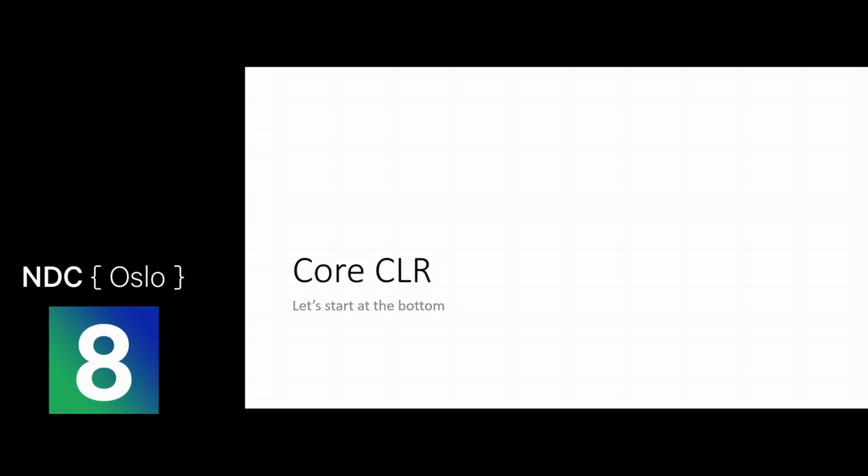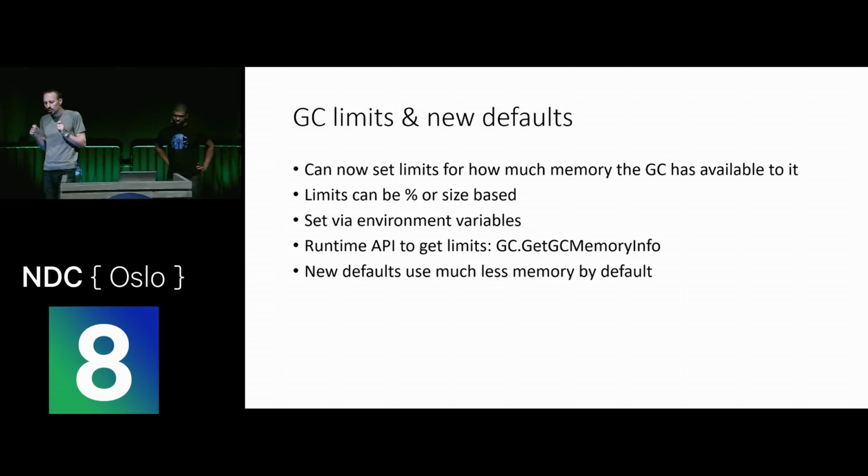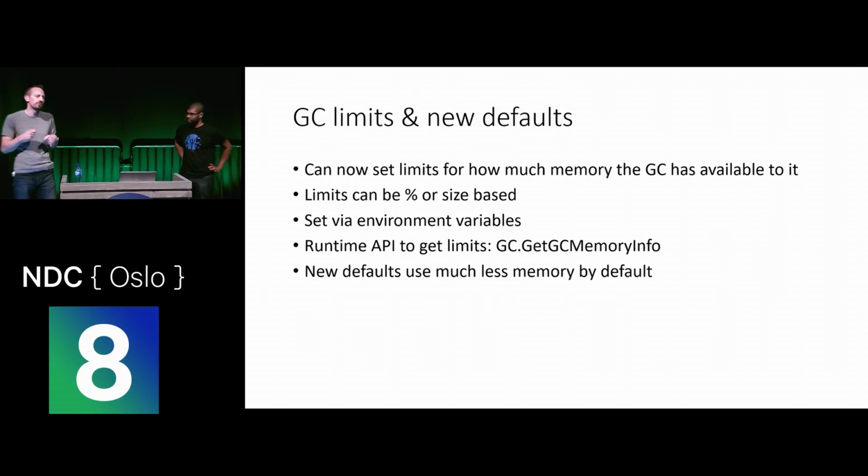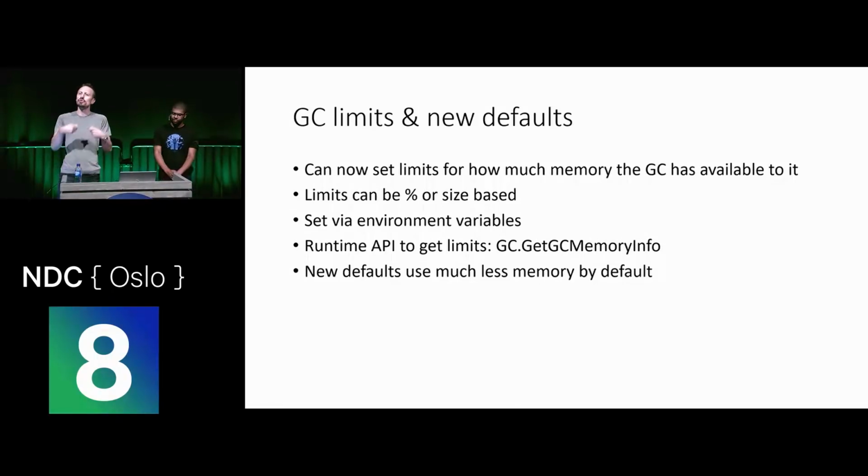So let's start right down the bottom at CoreCLR. We have new support in the garbage collector for defining limits about how much memory your application will use. We also have new defaults to those limits so that you'll use less by default. You can set limits for how much memory the GC has available to it. You can set it to a percentage of the amount of physical memory on the machine, or you can say, I just want you to be able to use 500 megabytes, okay? You can set that via environment variables right now, and there is a runtime API you can use to get information about those limits. Why is that interesting? You might have code that wants to know how much memory is available before it does something, okay?